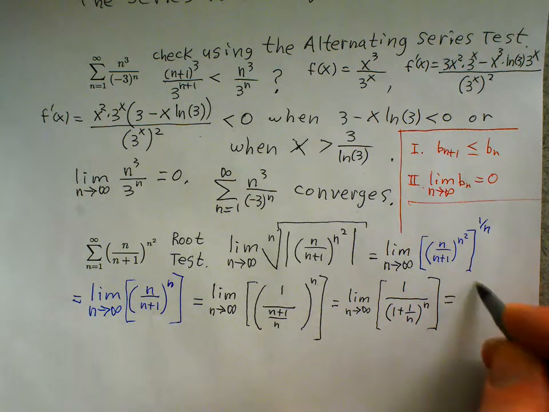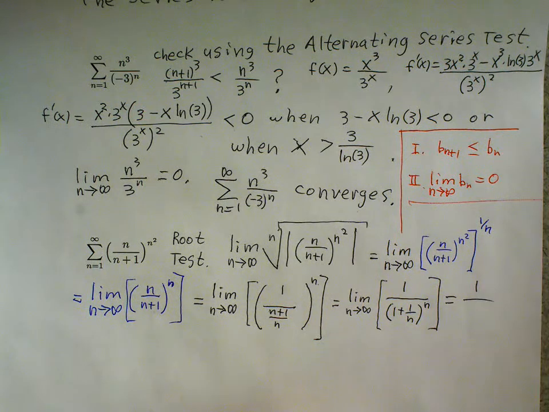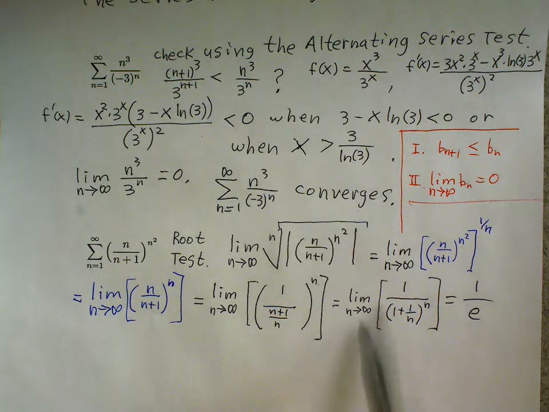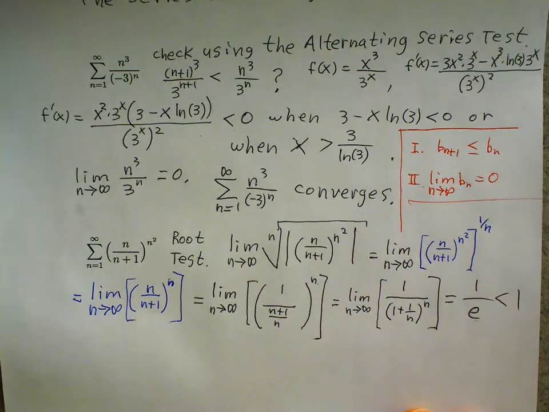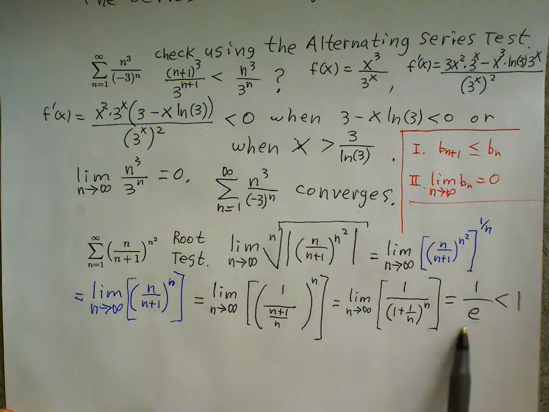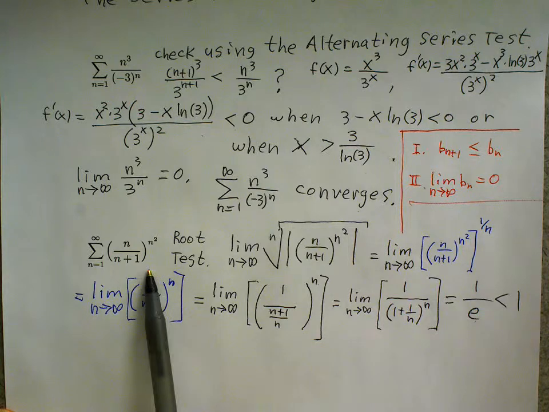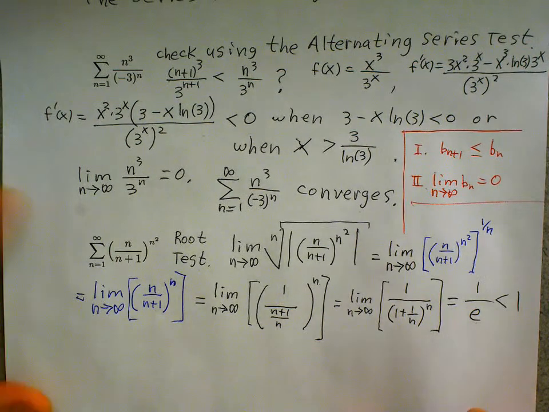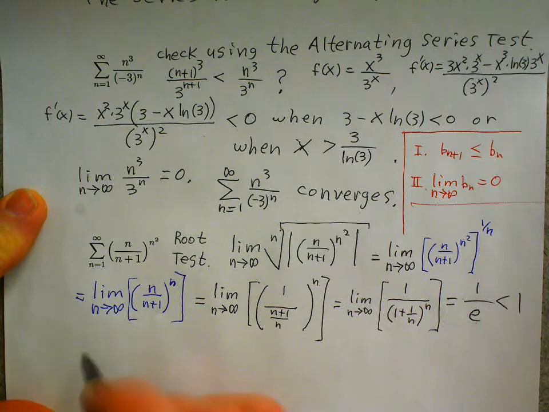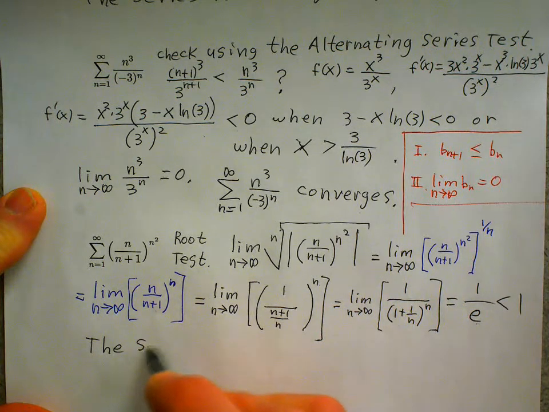So the numerator is 1. What's the denominator after we compute the limit? Yeah, it's the number e. We saw this recently. The limit of 1 plus 1 over n to the n is just e. And 1 over e is less than 1. So by the root test, since the limit of the nth root is less than 1, the series converges.